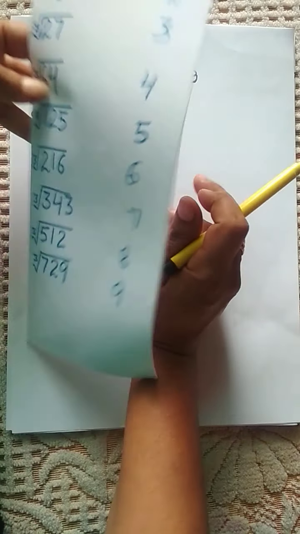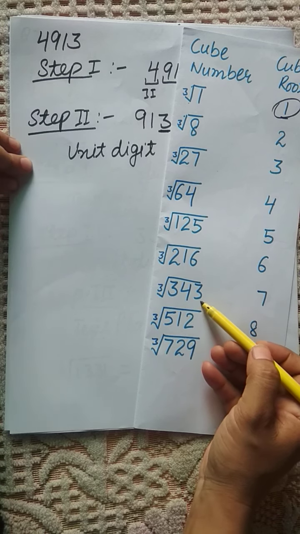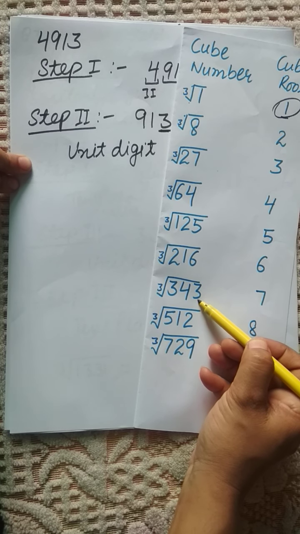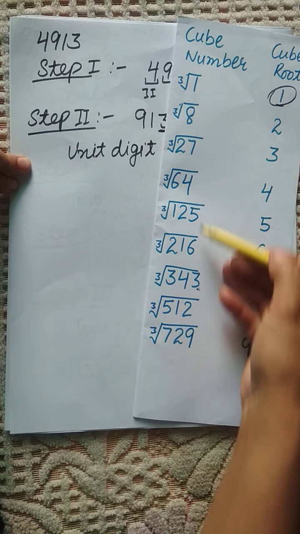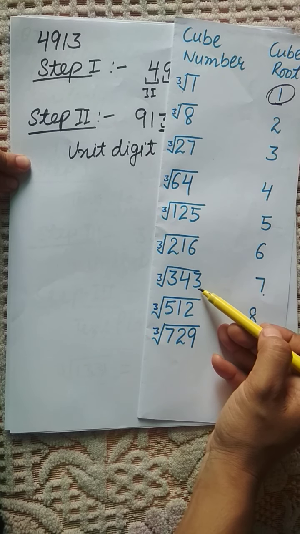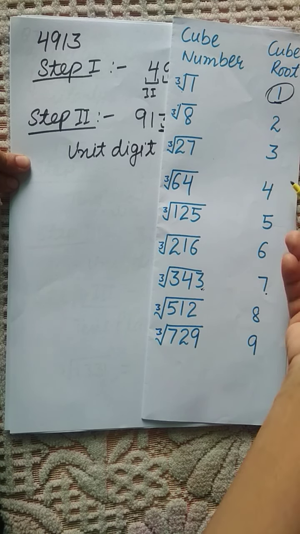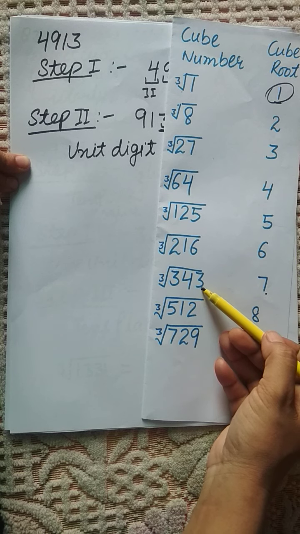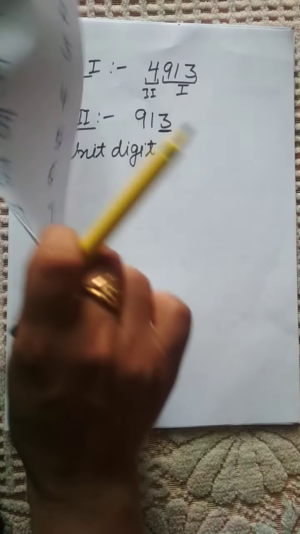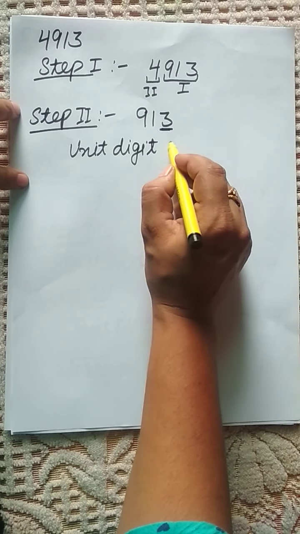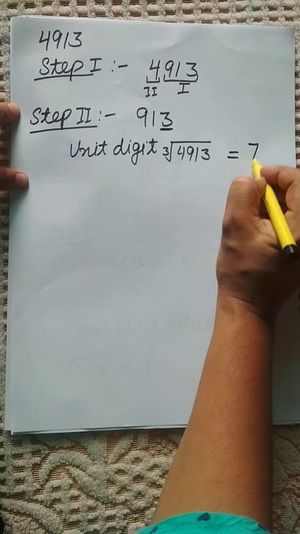Now students, see from the chart here, this number is having the unit digit 3. So the cube root will have unit digit 7. You will find out from here what is the unit digit of the cube number, then what will be the unit digit of the cube root. If it is having the unit digit 3, then the cube root will have the unit digit 7. So the unit digit of cube root of 4913 will be equal to 7.